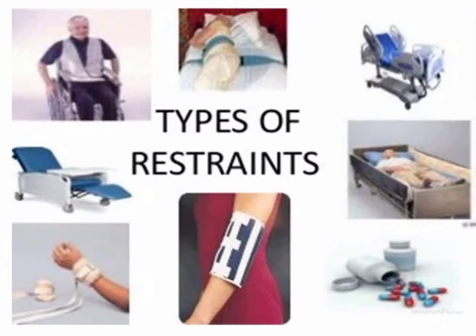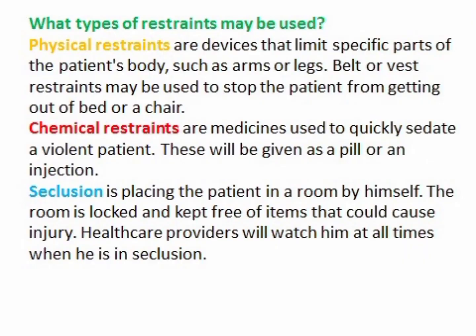Types of restraint. Here you can see the physical restraining of the patient as well as chemical restraint. This is the way we can restrain the patient. So what types of restraint may be used? Physical restraints are devices that limit a specific part of the patient's body such as an arm or leg, belt or vest. Restraints may be used to stop the patient from getting out of the bed or a chair.